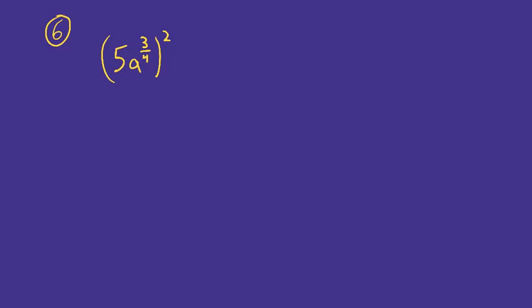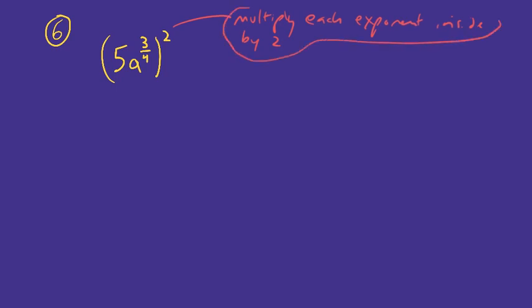Number 6, 5a to the 3/4 squared. Here we're going to multiply each exponent inside by 2. So that means this invisible 1, 5 has an exponent, that invisible 1. We're going to multiply that 1 by 2. We're going to multiply the 3/4 by 2. And we'll end up with 1 times 2 is 2. And then a to the 3/4 times 2.